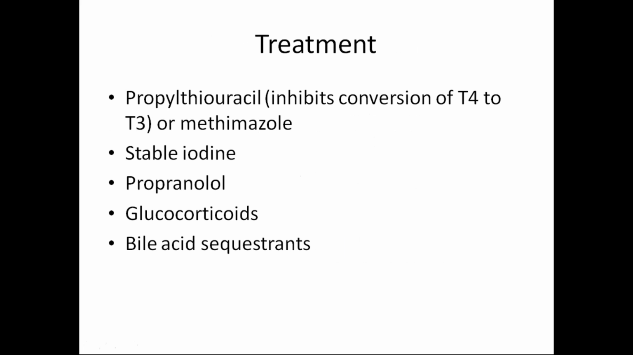The emergency treatment will be administration of propylthiouracil through IV, as it inhibits the conversion of T4 to T3. It is used acutely, as an IV. First, we give a dose of 1000 mg, followed by 400 to 600 mg every 6 hours. Or if it is not available, we can also use methimazole. Later, stable iodine is used.